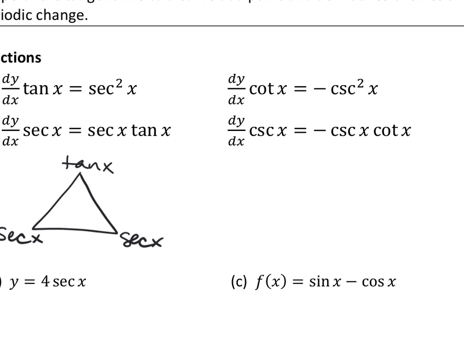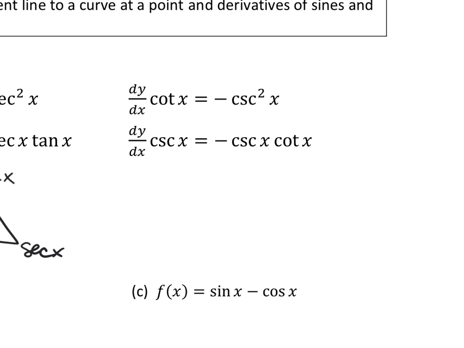On to the third one. Cotangent. The derivative of cotangent is negative cosecant squared. The derivative of cosecant is negative cosecant cotangent. So guess what we're going to draw for this? A cute little triangle again, but this time it's a negative cute triangle. We're going to put cotangent at the top and cosecants on the sides.